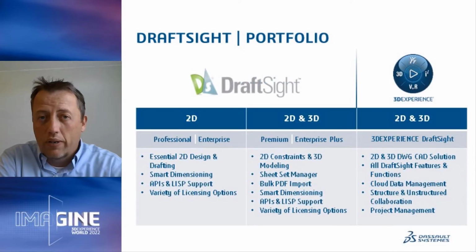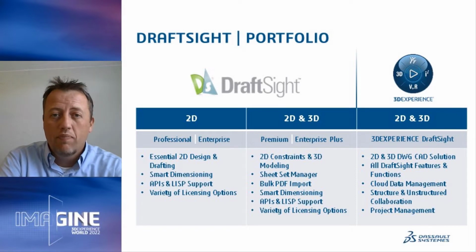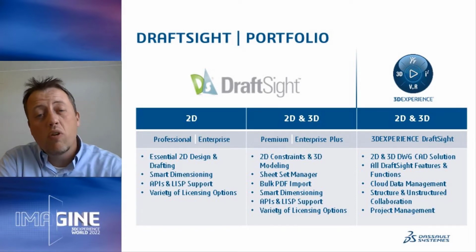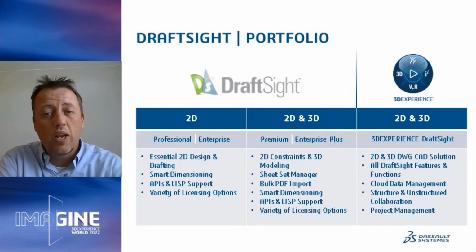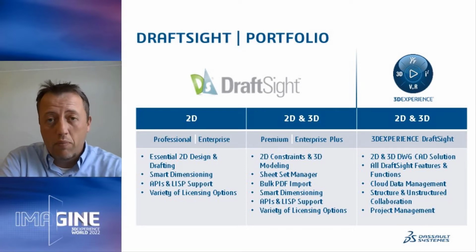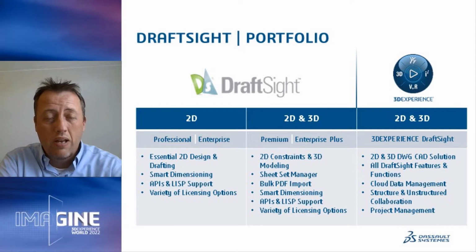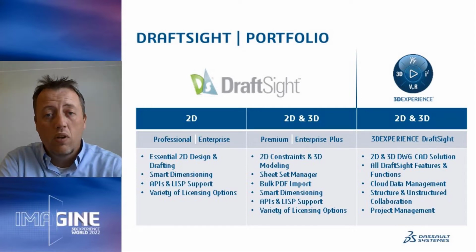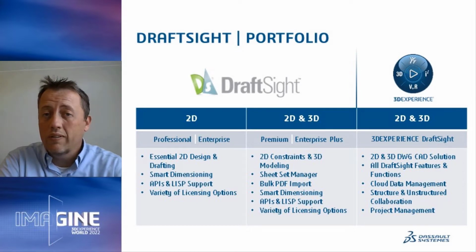DraftSight's not just one product, it's an entire portfolio. We have DraftSight Professional and DraftSight Enterprise. These are your 2D workhorses and are very similar to AutoCAD LT. Then we have DraftSight Premium and DraftSight Enterprise Plus. This adds the ability to have 2D constraints and 3D modeling. DraftSight Enterprise and Enterprise Plus also come with network licensing, allowing you to share multiple licenses for many different users.